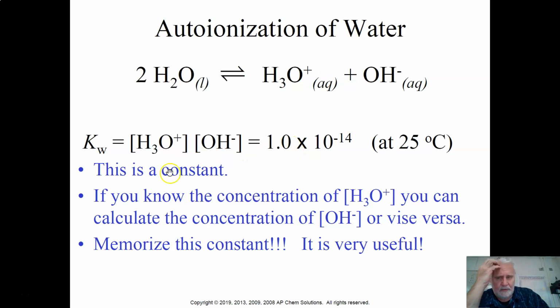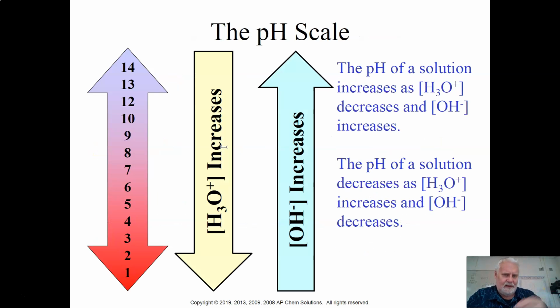This is just sort of repeating what we just said. It is a given constant. Memorize this constant. I'm sorry, it's got 3 exclamation points. Memorize this constant. It is very useful. I have to shout that with the exclamation points. If you know the concentration of one, you can find the other, and vice versa. All right? So that can be very useful, because if you know what KW is, then you can figure that out at the given temperature.